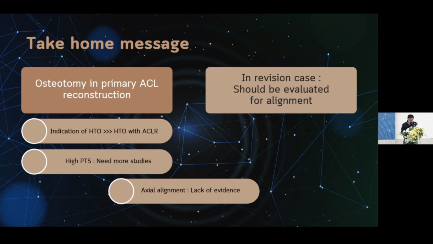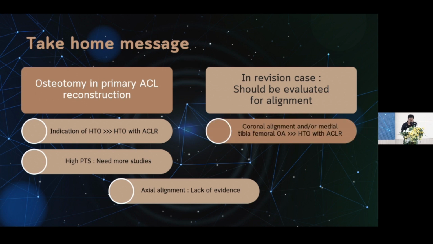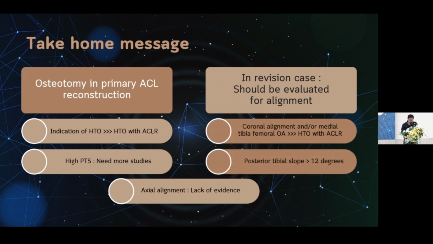In the case of revision ACL reconstruction, combining high tibial osteotomy with ACL reconstruction in patients with medial compartment knee osteoarthritis gives good results. And slope-reducing osteotomy should be considered for cases with posterior tibial slope greater than 12 degrees.